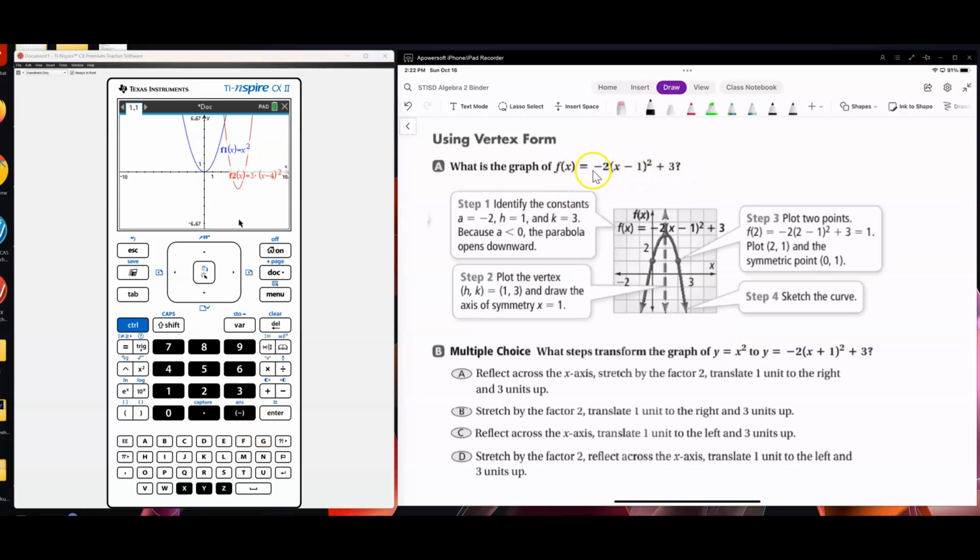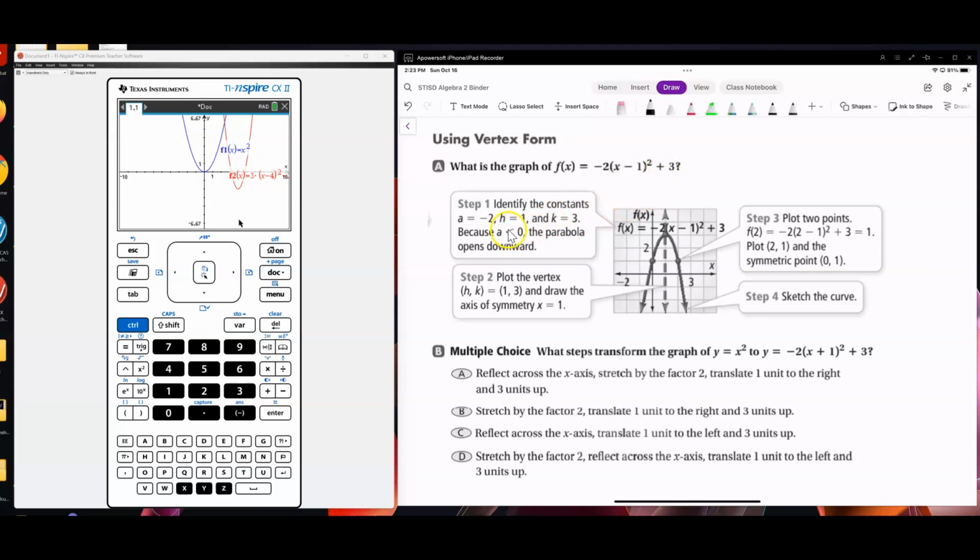And the reason why it's in vertex form is because you can identify the vertex, the axis of symmetry, and then you can also identify the transformations. So it says identify the constants. Well, we know that a is -2. h is 1. That -1 means it goes to the right 1 unit. k means that it goes up 3.